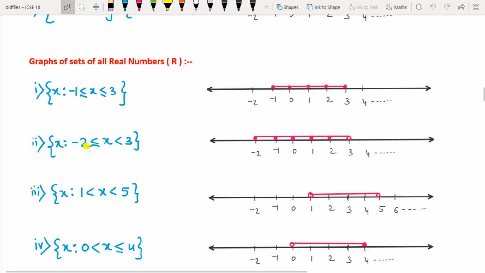included in the set. Now these numbers you cannot write, all these numbers between minus 2 and 3. There are infinite numbers like decimal numbers, fractions and all. So that you cannot write in this real number set. So you have to write this range only.